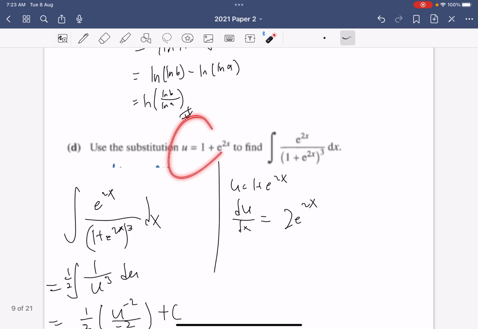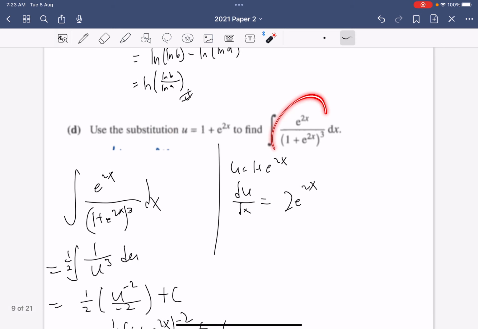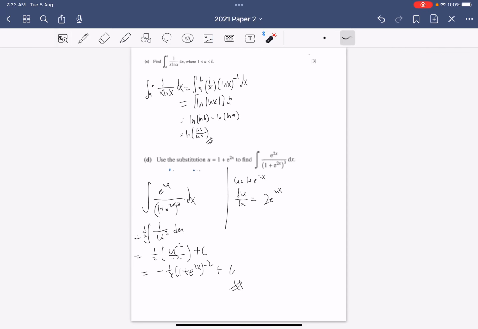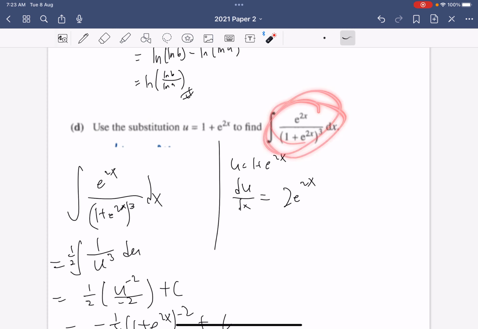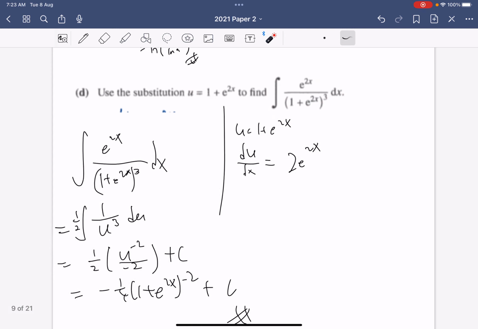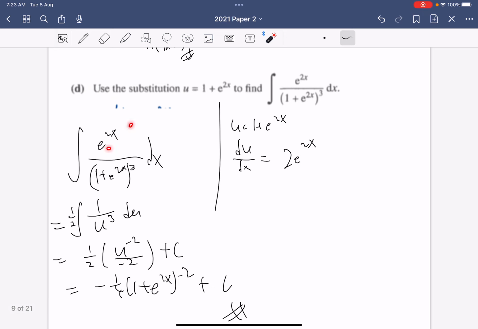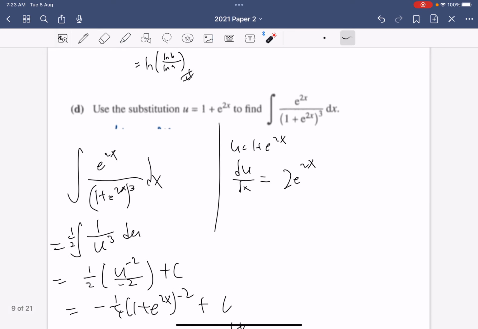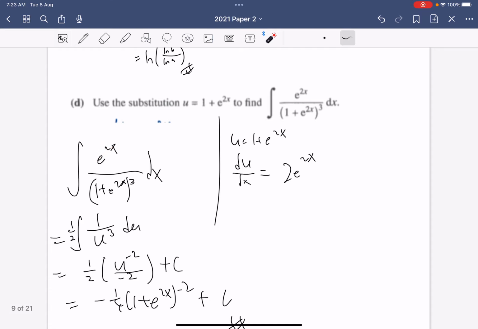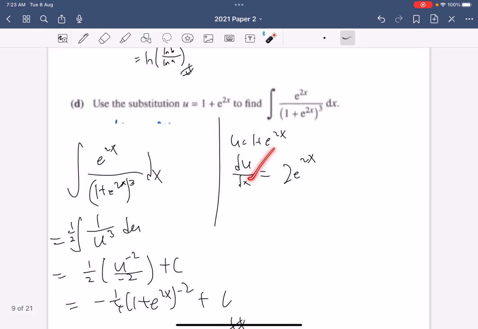So given the substitution, now we're supposed to integrate this. Basically this whole question is just testing you on different ways of integrating and techniques. So now we're going to integrate this. Using this substitution, we see that we have e^(2x) here. That e^(2x) will actually be removed later on, because we need to change this dx to a du. So we need to find du/dx. So du/dx is 2e^(2x).